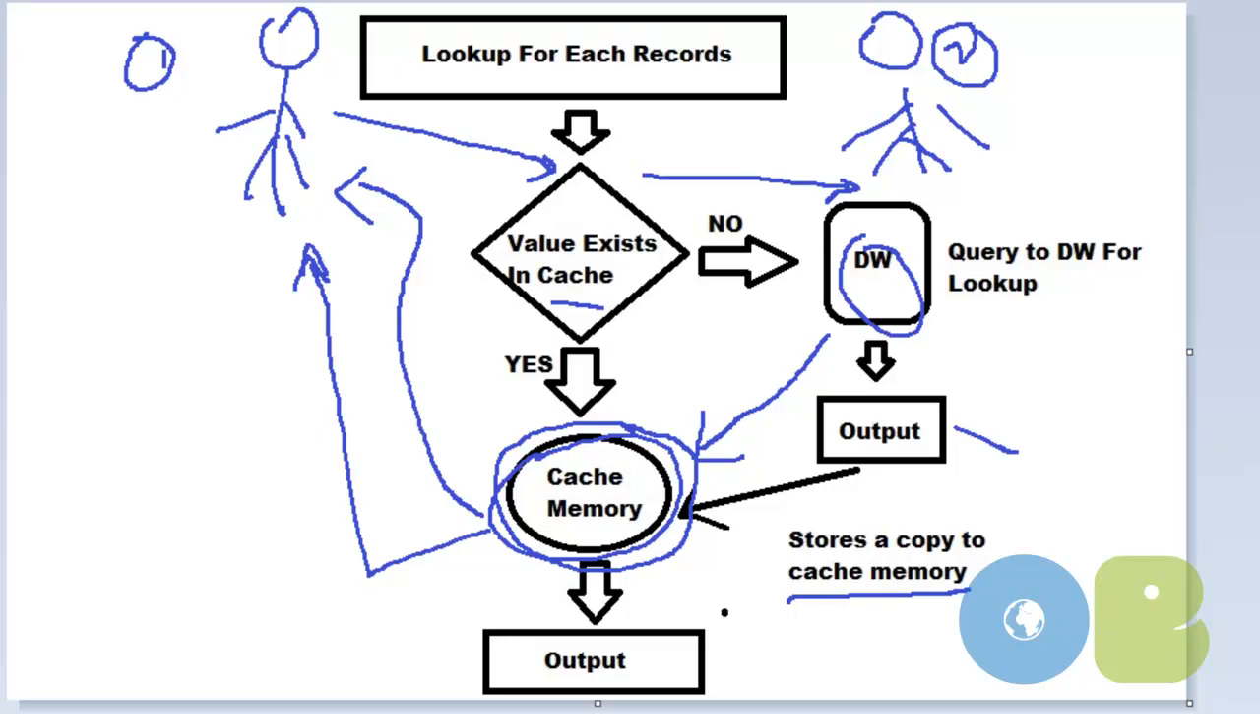The second benefit is that we are not exposing our data warehouse server directly to the client request. Here we are keeping the cache memory as a middleware to serve the request. Without this cache memory, a request would go to the data warehouse server directly. So this is another benefit. This is how caching works. I hope you understand it.